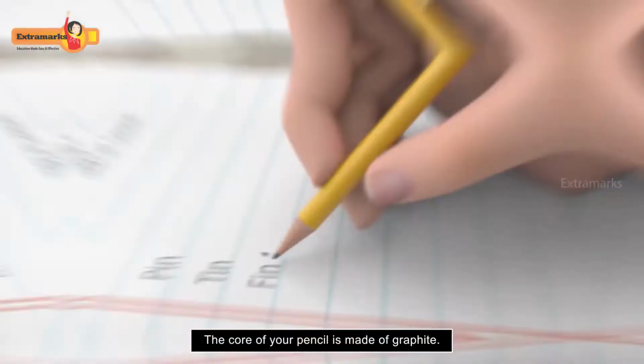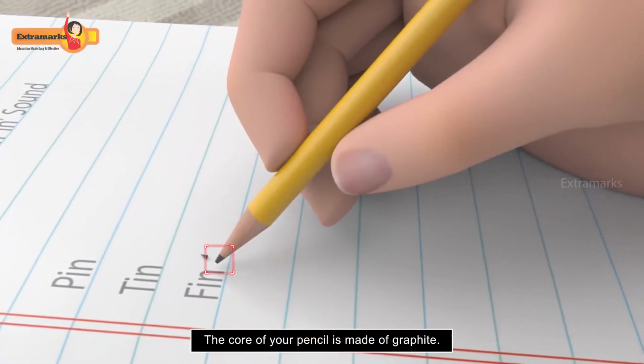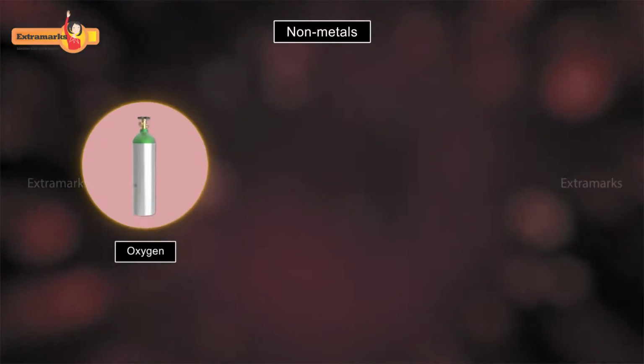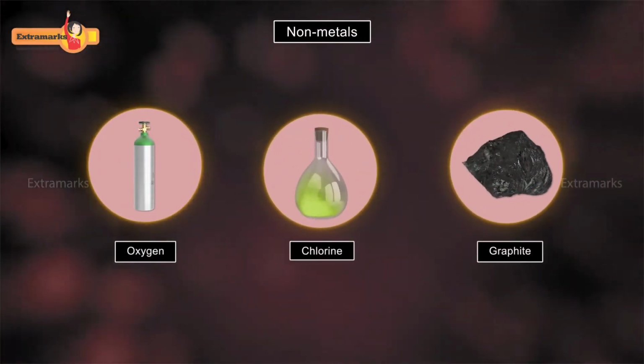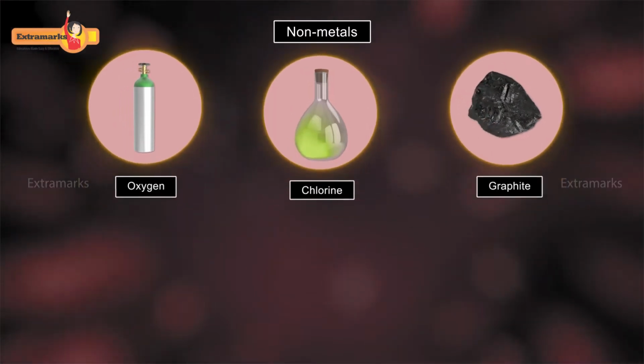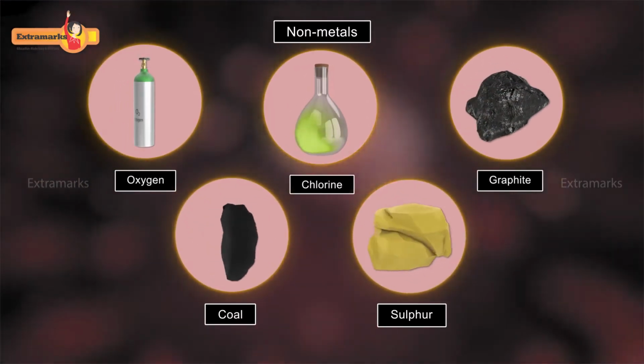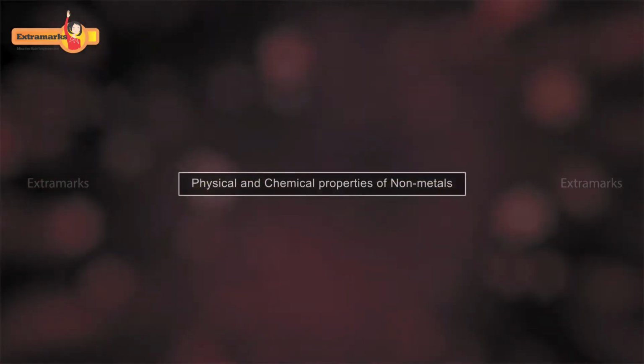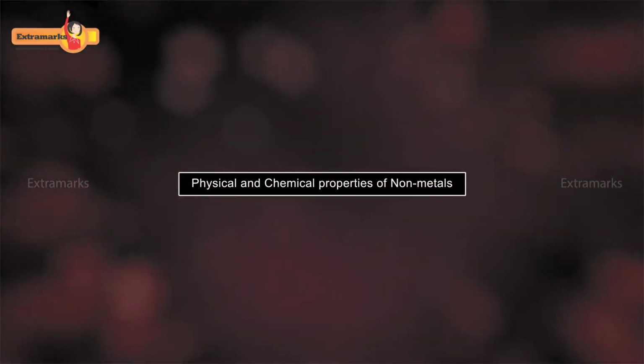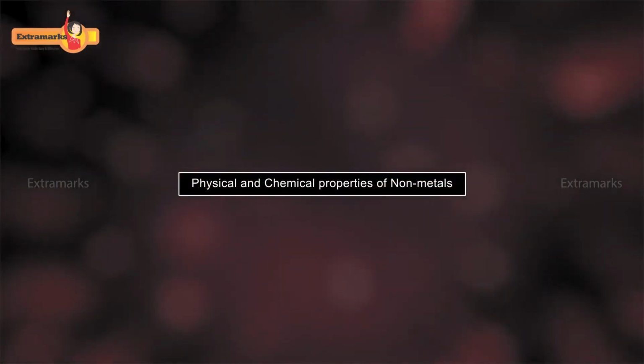Do you know that the core of your pencil is made of graphite? Oxygen, chlorine, and graphite are non-metals. Non-metals are important to us. We use them for various purposes in different forms. Now let us know more about non-metals and their physical and chemical properties in detail.